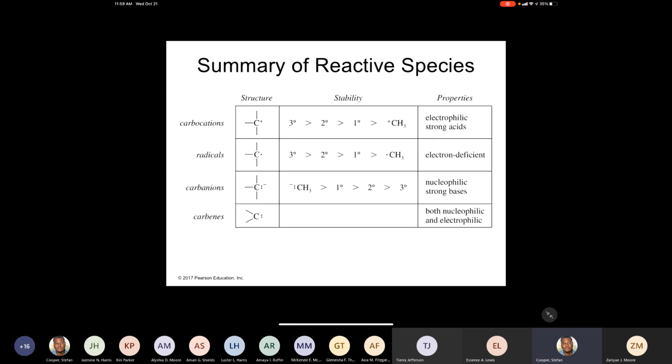summarize our reactive species, a carbon cation has that formal plus charge on carbon, and the tertiary is more stable. I can do the same thing with the radical, and the tertiary is more stable, but the carbon has a single electron, no formal charge. All right, carbanions, this one is done correctly here. The methyl or the primary carbanions are more reactive than the tertiary, so it flips here, all right?